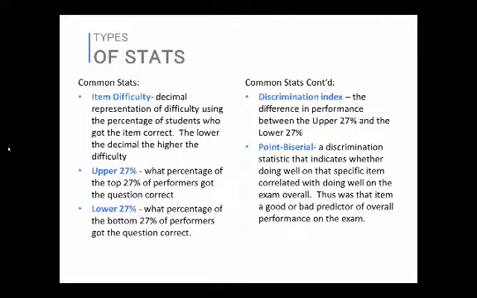Now, after you take a look at that item difficulty, what percentage of your students got it right, one of the next things you might want to take a look at are some different subgroups of populations within your exam takers. So with that, you've got the upper 27% performance and the lower 27% performance. The upper 27 and lower 27 are quite simply what percentage of the top 27% of students got that question correct. And when I say top 27% of students, I mean top 27% of scorers on that exam.